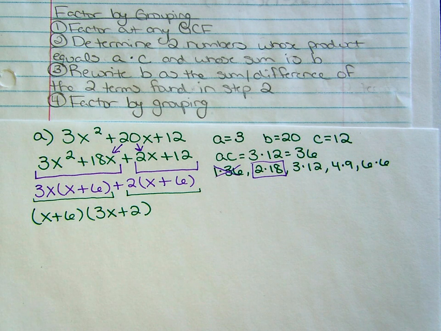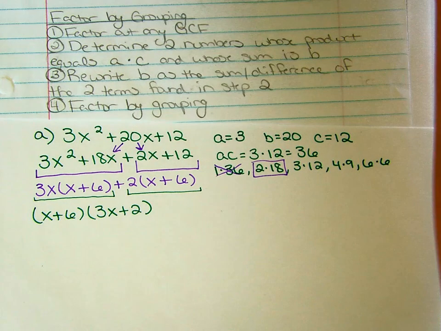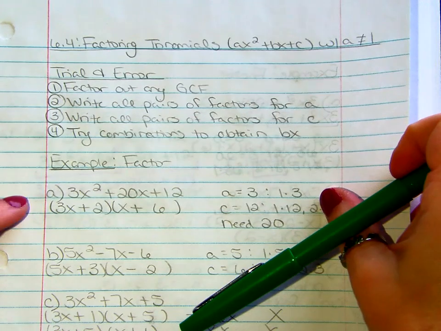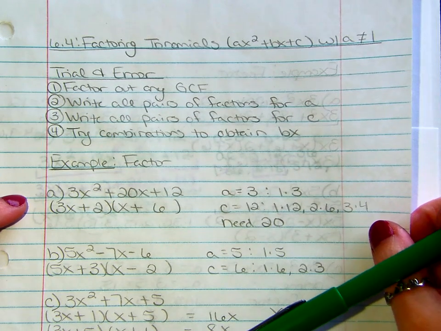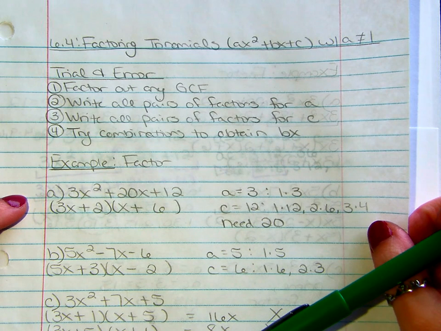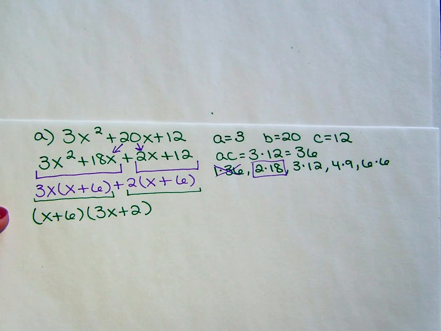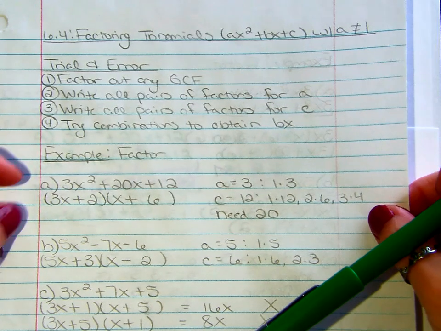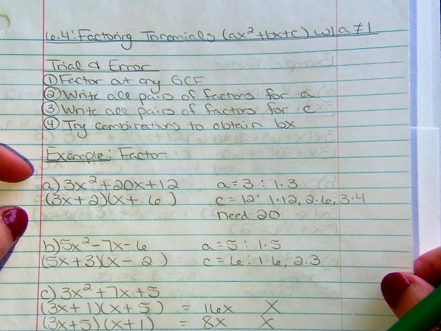That's exactly what we got when we factored by trial and error. X plus 6 times 3x plus 2. Trial and error, we got 3x plus 2 times x plus 6. Same thing. Notice the amount of writing I did here for trial and error versus the amount of stuff I had to do here.